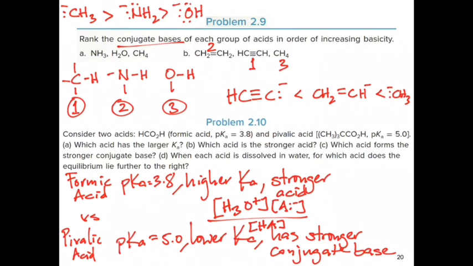And so in that case, this is basically what your Ka is. So if you're creating a lot more products, then the concentration in the numerator is higher. And if the concentration of hydronium is higher, then the Ka value is higher. And so the acid that generates more products, or generates more hydronium ion, has a higher Ka value. And that acid has its equilibrium lie further to the right. So that would be formic acid in this case.